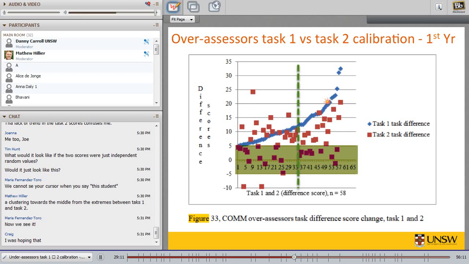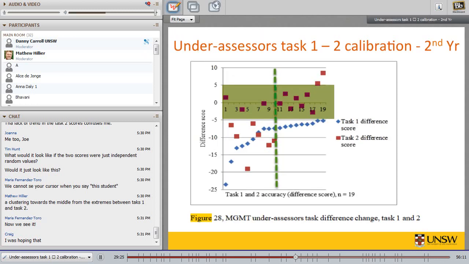What I see from these charts, sorry to interrupt, is those people at the extreme ends on task 1 tended to come towards the middle a bit more on the second task. There's less extremeness, if you will. Absolutely. Both sides of the scale. Would that be inaccurate? No, that's perfectly accurate, and that's also reflected in the under-assessors as well.